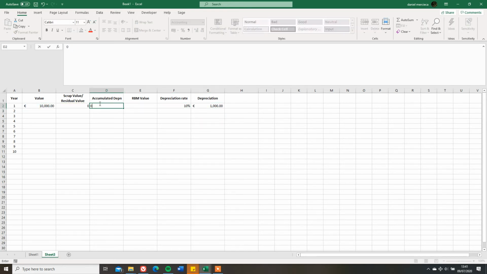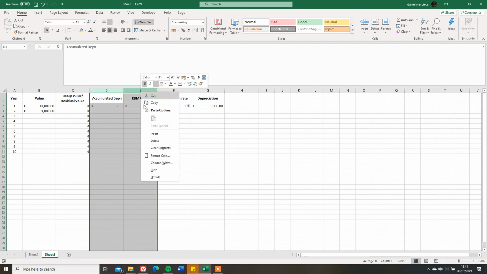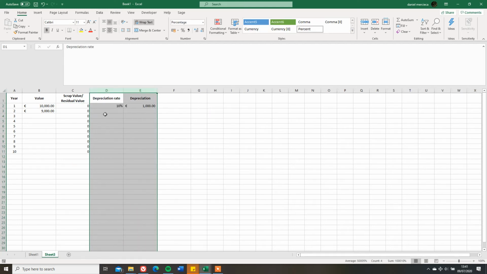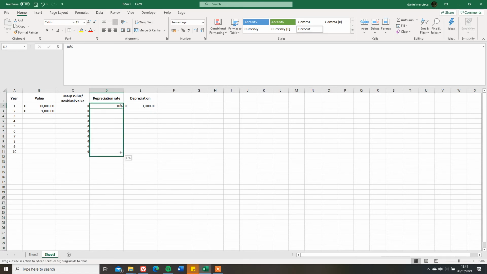In the case of the second year, the value will be changing. So the value here will be this minus the actual depreciation. We have no scrap value, so let's input that. In reality, you can remove these two columns just to keep things simple. The depreciation rate will be staying the same throughout the 10 years.